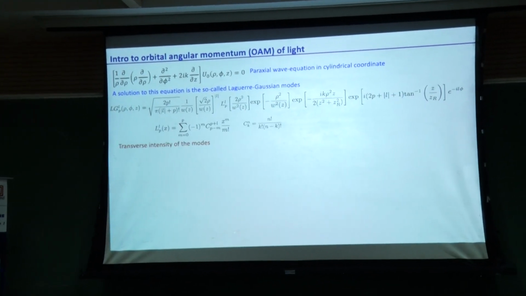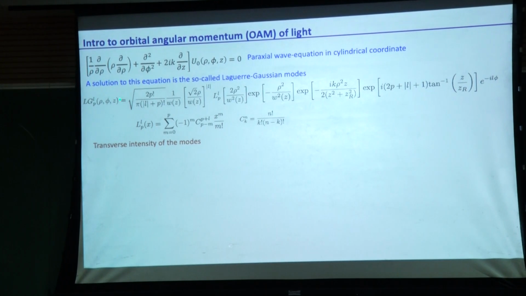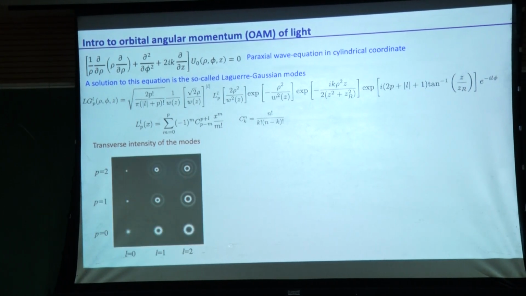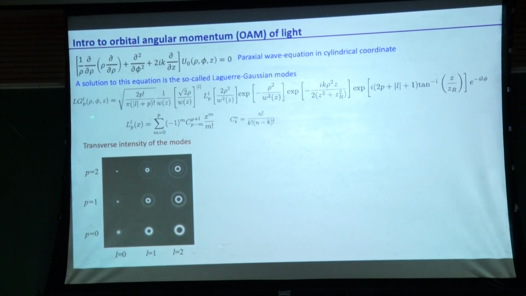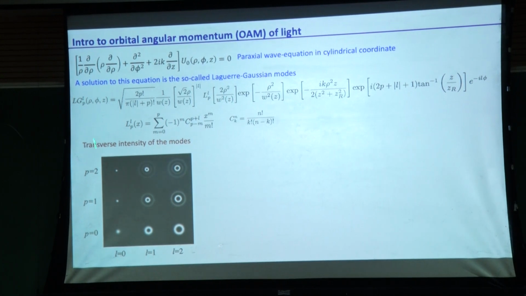And of course these are the... So if you look at the transverse intensity of these modes, that's how it looks. And these modes are of course characterized by these two indices P and L. So P equal to 0, L equal to 0, that's a Gaussian beam, and this laser pointer is a very good approximation to this Gaussian beam. This laser pointer is actually a solution to the paraxial wave equation with P equal to 0, L equal to 0.